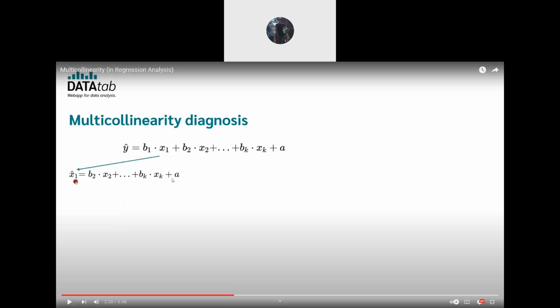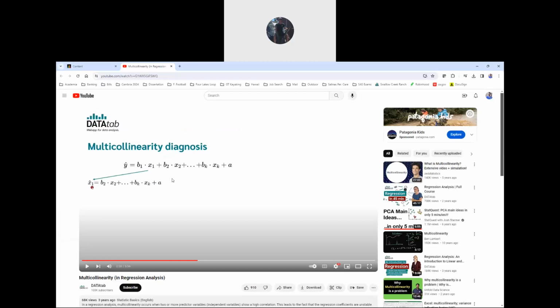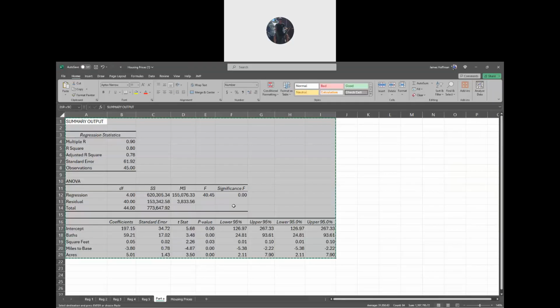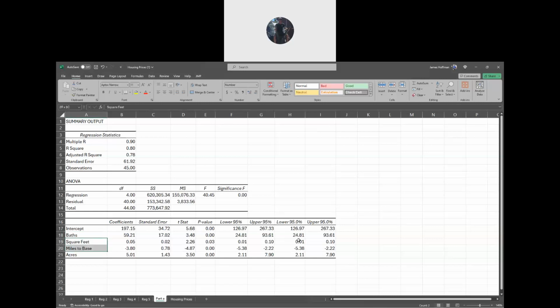In our case, we're left with Bass, square feet, miles to base, and acres. What we don't want is Bass to be a function of these two, or acres to be a function of these two. We don't want them to have correlations with each other, or not high enough. Because if they do, then the interpretation of the coefficients would be inaccurate because some of the power is going to one and some is going to the other, and you don't really know which is the full effect. So what you want is variables that predict y, but don't predict each other.